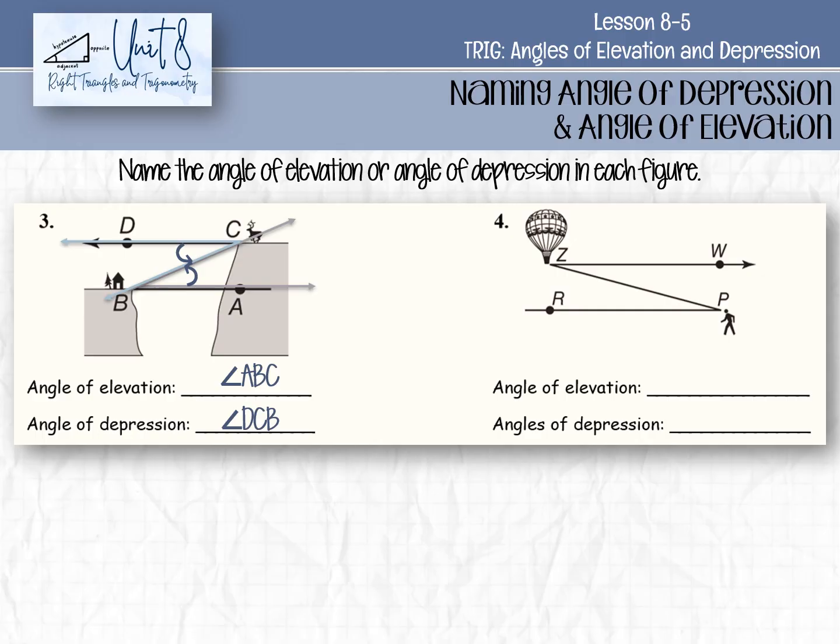Ooh, person and hot air balloon. Angle of elevation, he's looking up at the hot air balloon, is angle RPZ. Angle of depression, the person in the hot air balloon looking down at the person, is angle WZP.